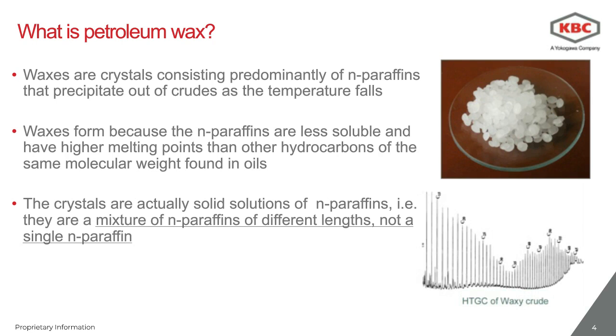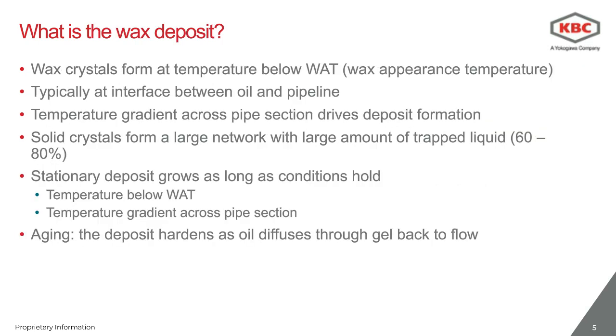The fact that wax precipitates from a crude doesn't necessarily mean that it's going to deposit. In order for wax crystals to form, first of all, the temperature needs to be below the wax appearance temperature, which is the thermodynamic point at which the first crystal of wax can appear in the solution. Typically, a deposit may form in the cold parts of the flow, and the coldest part of the flow is typically at the interface between the flow and the pipeline. However, there must be a temperature gradient across the pipeline for a deposit to start forming.